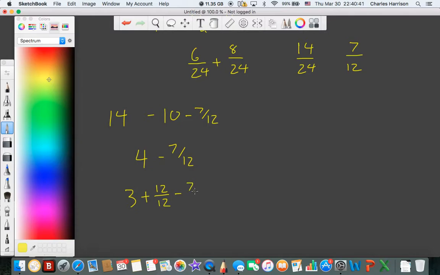Then I subtract 7 from that. So I have 3 and 5/12, since 12 minus 7 is 5/12. So 3 and 5/12 feet is the space I have left over on that wall. And how much was that bookcase? How long was it? It was 2 and 5/6 feet.